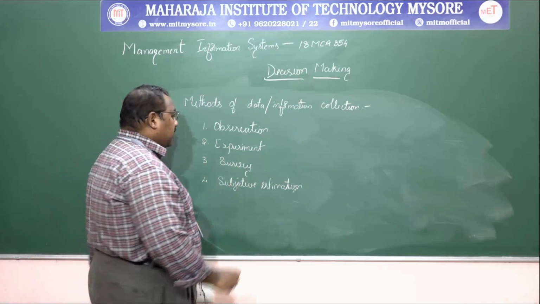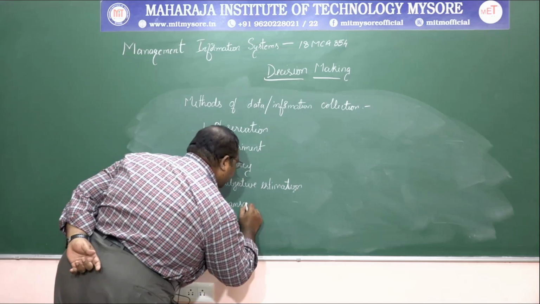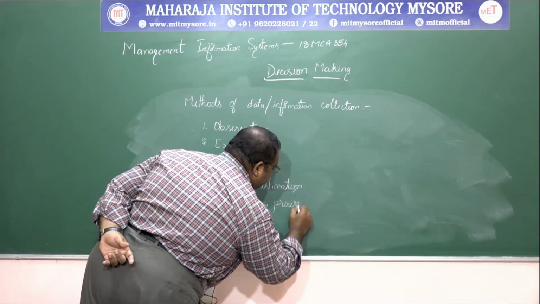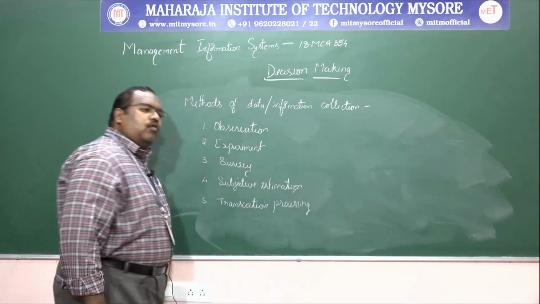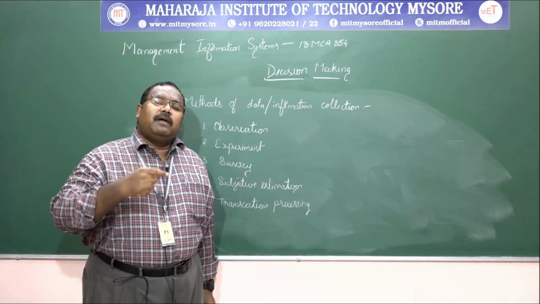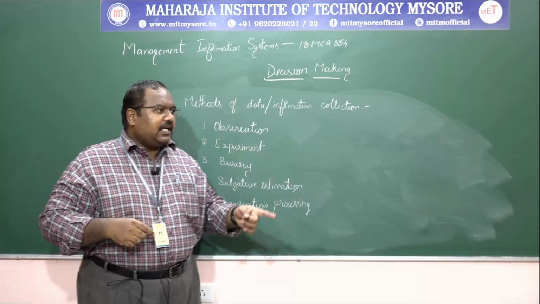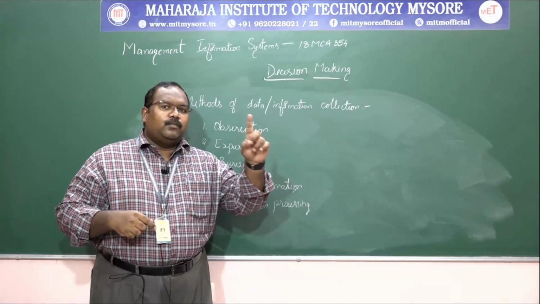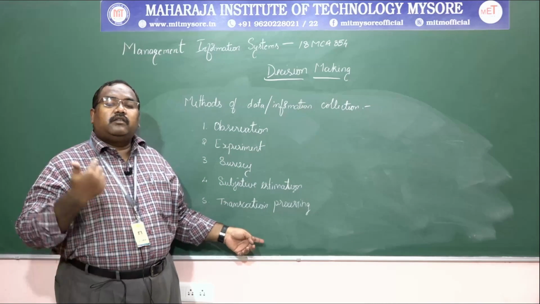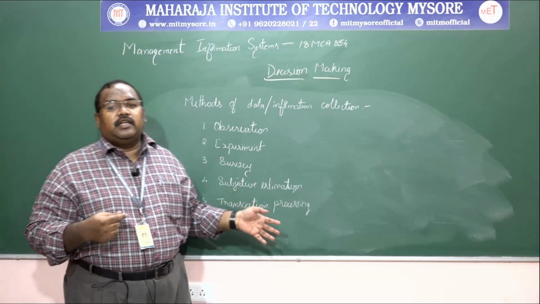Then the fifth one is transaction processing. Sometimes if you want to know which is the particular product that is in more demand with respect to sales, how do we know? We look into the transaction list. So we see which is the product that has been sold the most. So with transaction processing, we get to know one kind of information, that is the most demanded product. So that is also a way of collecting the information.